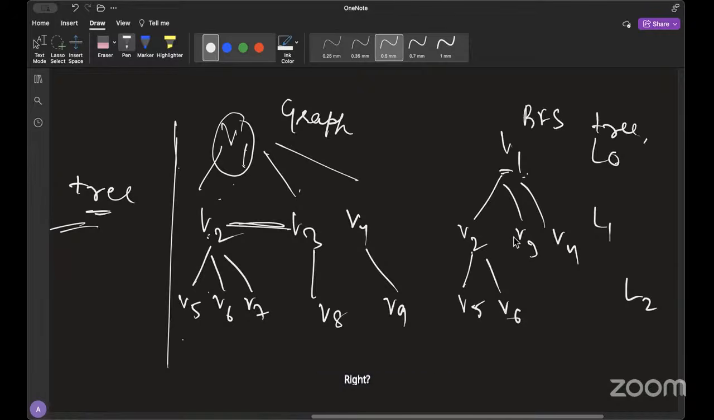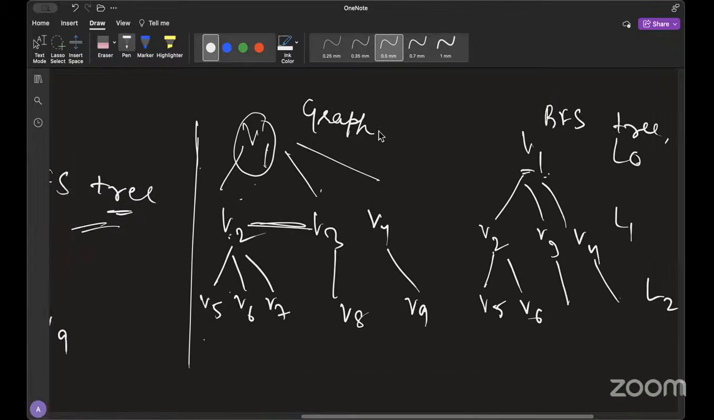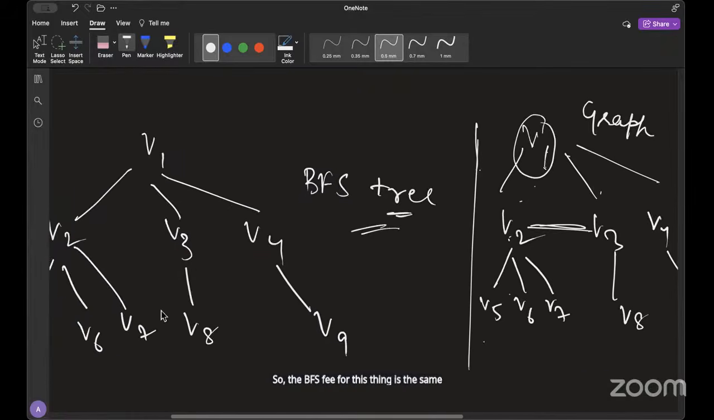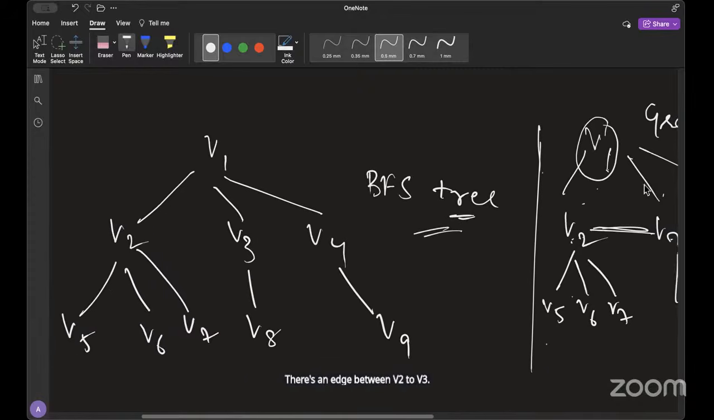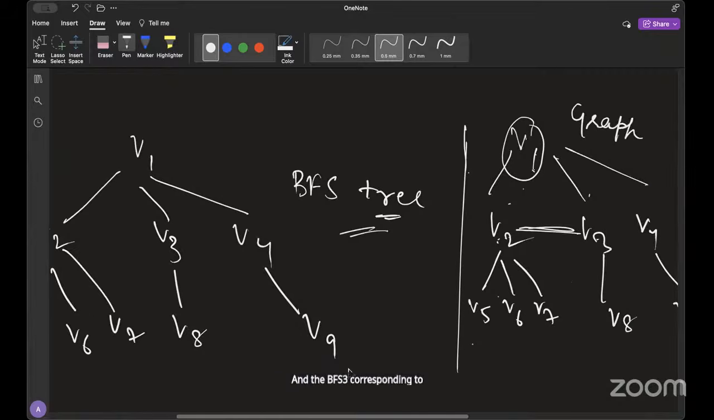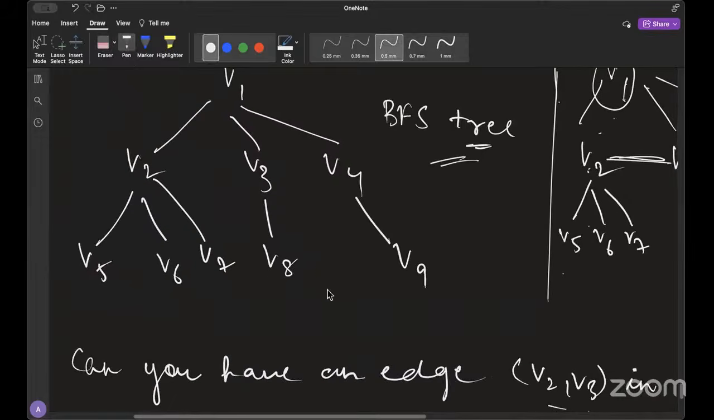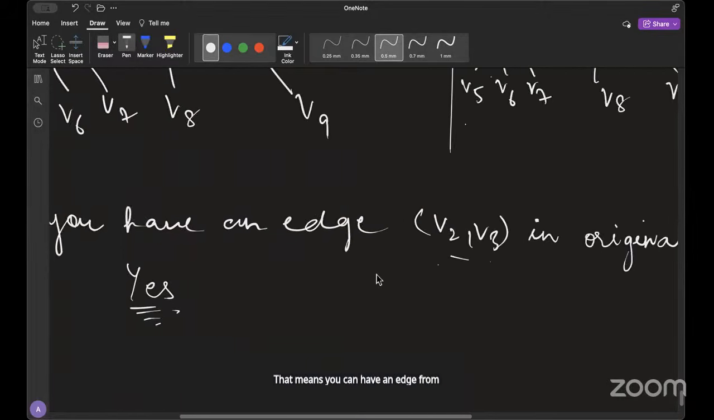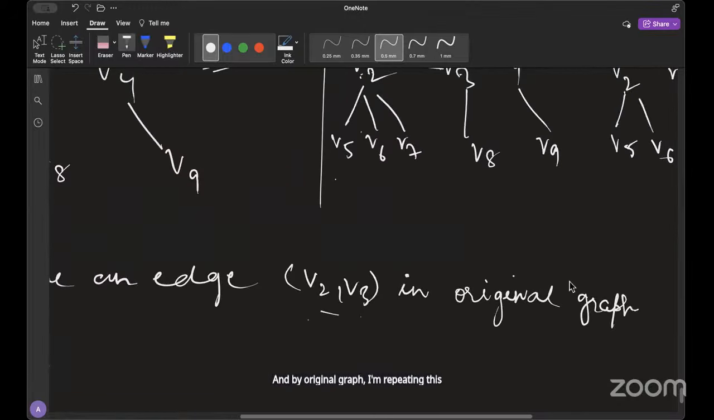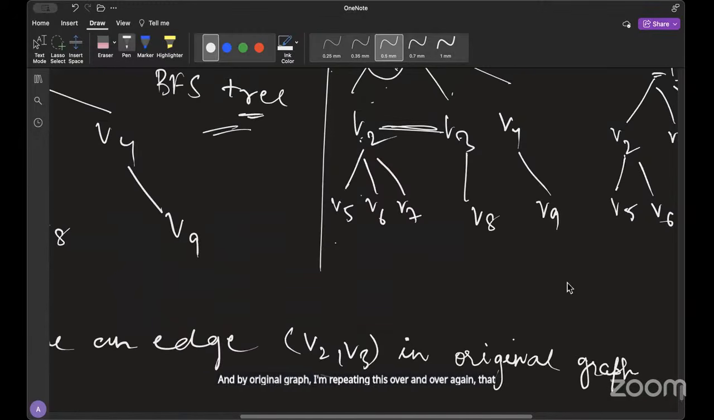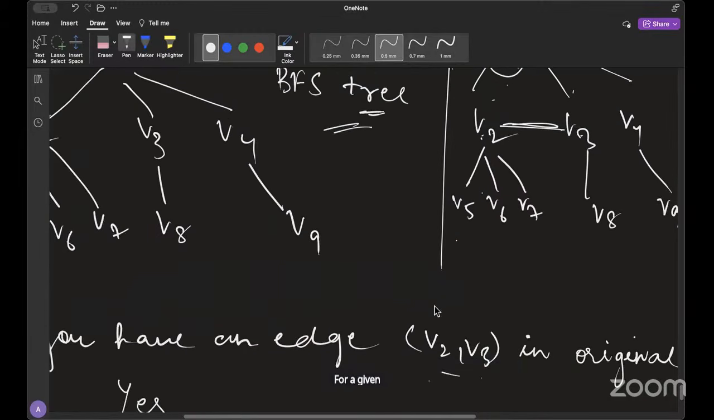We can't have an edge here because then it won't be a tree. So the BFS tree for this thing is the same as this one. That means you can have a graph where there's an edge between V2 and V3. And the BFS tree corresponding to that graph will be this, right? That means you can have an edge from V2 to V3. And by original graph, I'm repeating this over and over again, there is no unique original graph for a given BFS tree.